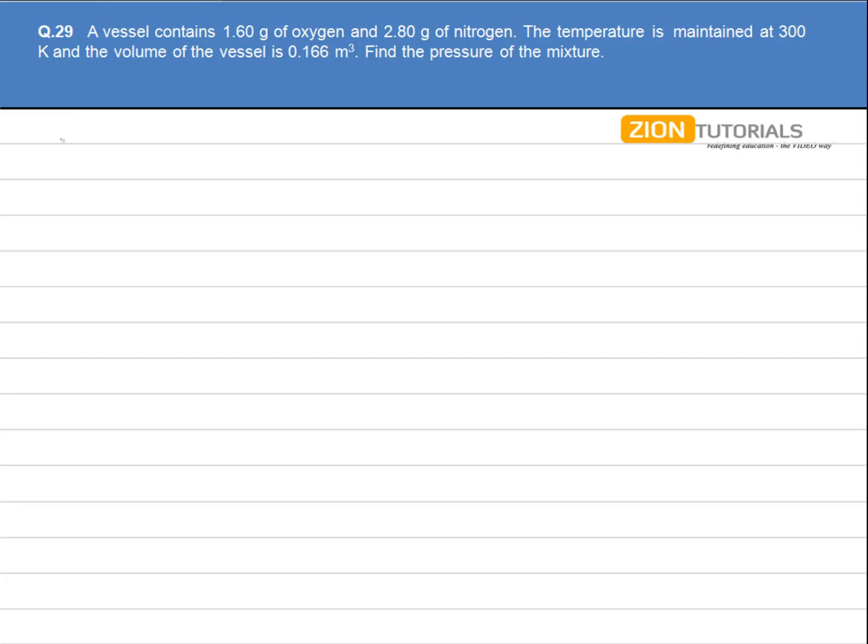Now we are given the number of moles of O2 would be equal to 1.6 divided by 32, right? And the number of moles of N2 would be equal to 2.8 divided by 28, because this is the molecular mass of the gas. Now the temperature is given as 300 Kelvin, and the volume is given as 0.166 meter cube. Now we have to calculate the pressure.